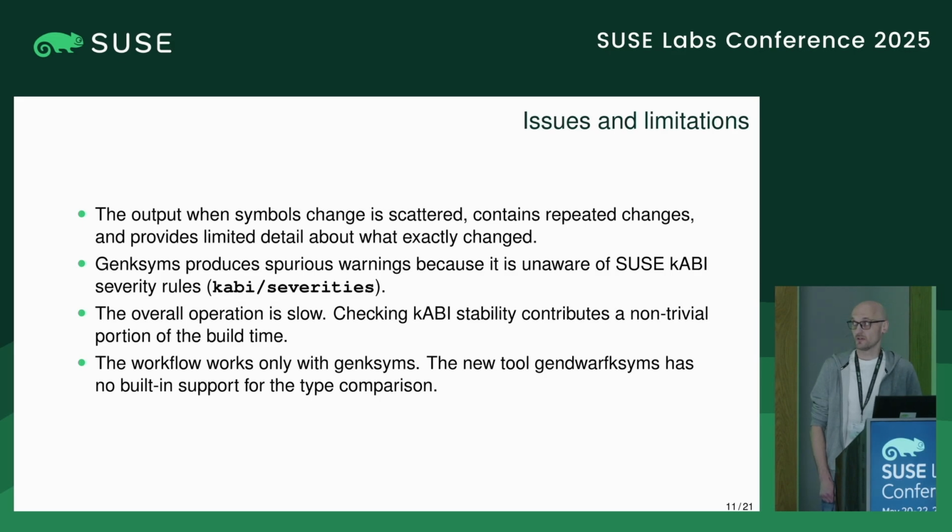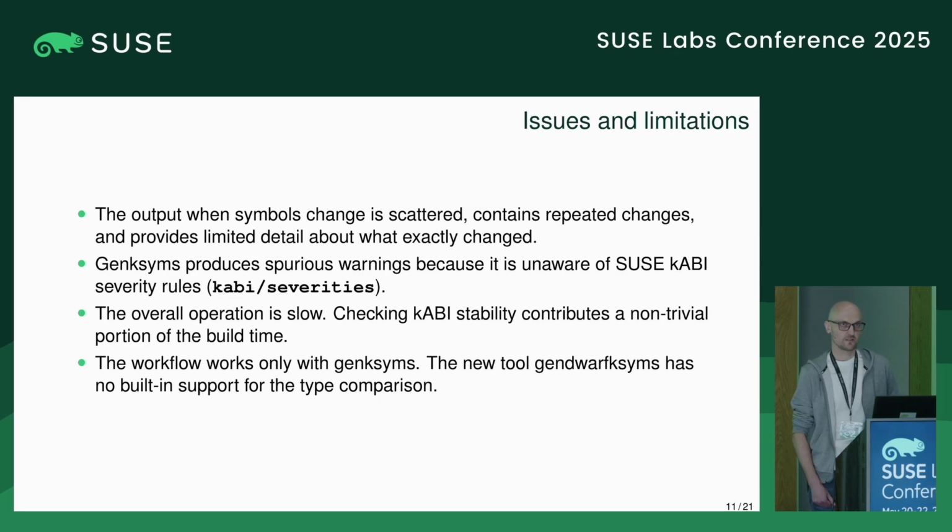So as shown on the last two slides, the current tooling has some issues and limitations. The output is good, but not great. It is scattered, contains repeated information, and provides limited detail about what has exactly changed. Then genksyms can produce spurious warnings because it doesn't take into account suse-kabi severity rules. The overall operation is also relatively slow. Checking KBI stability contributes a significant portion of the build time. And finally, another limitation not yet mentioned is that this workflow works only with genksyms.